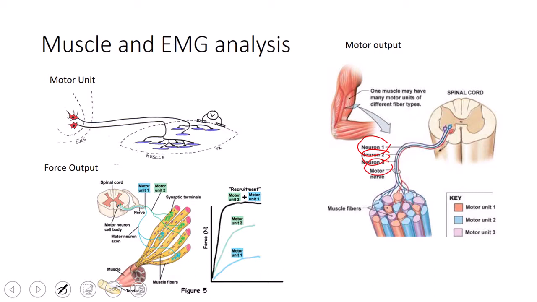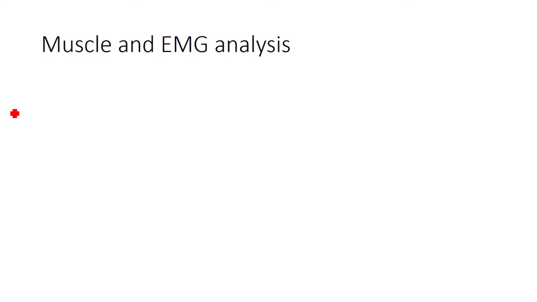So if I have a very low load, then I only have to recruit maybe one motor unit in order to overcome it. If I have a much higher load, so more force is required, I will recruit not only motor unit 1, but maybe motor unit 2, and the sum total of those together will give me a much greater force output than each of those individually.